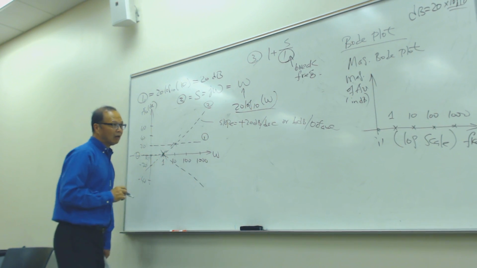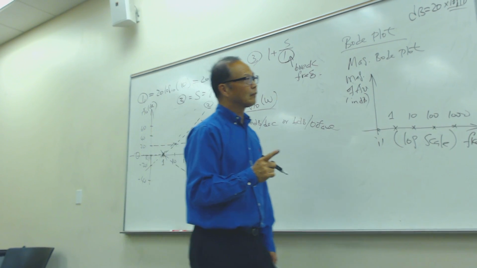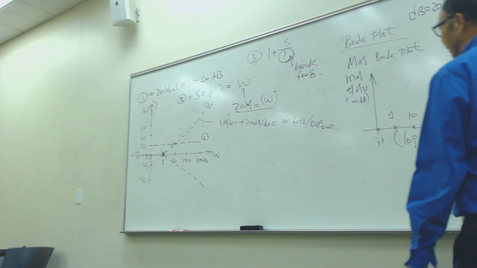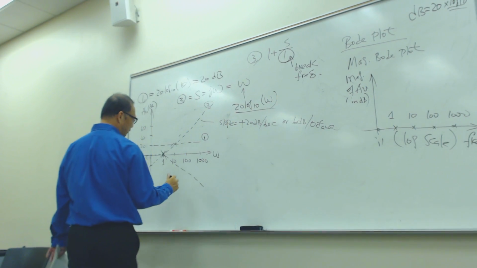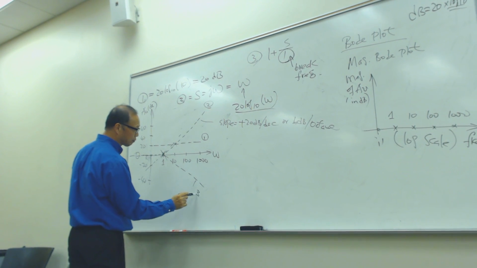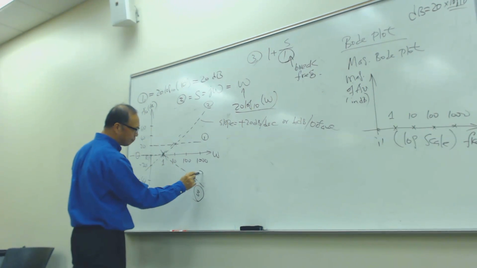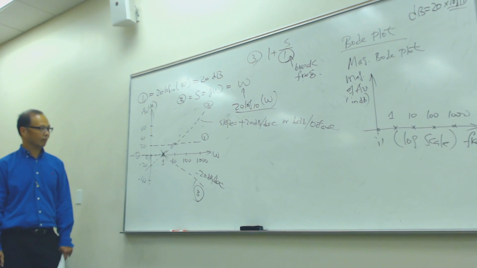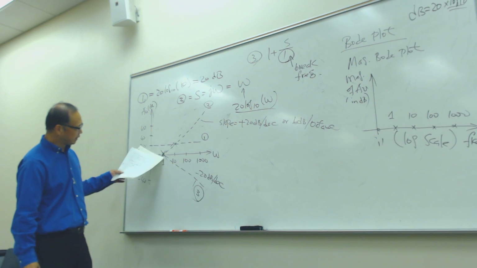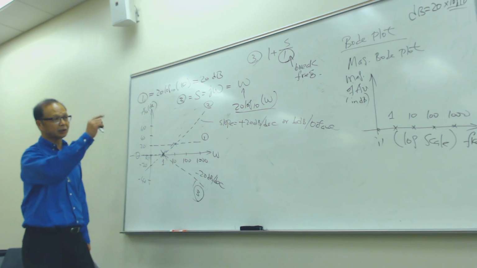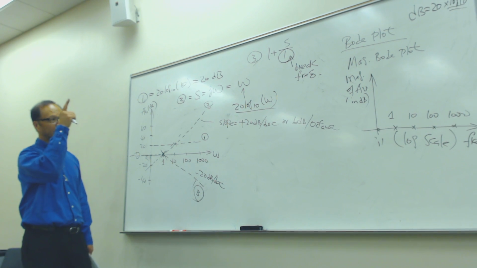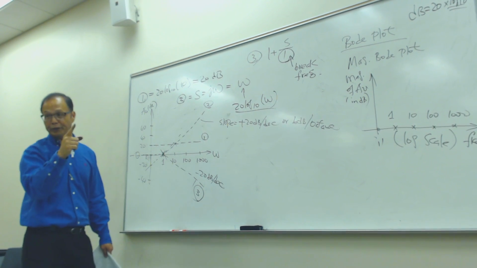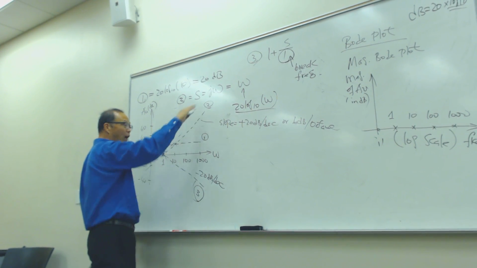What decides up and down? If the term is in the denominator, then the curve should go down. So therefore, this is our number 3. It is a minus 20 dB per decade. Again, the reason it has minus 20 dB per decade is because the term is located in the denominator. If the term is located in the numerator, then you will have a slope of plus 20 dB.